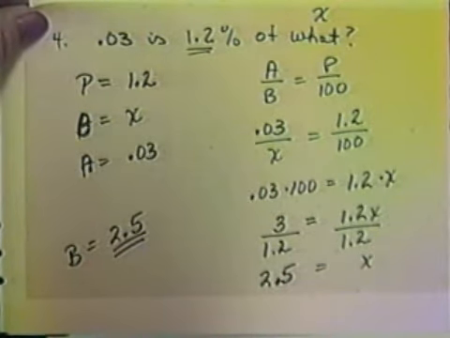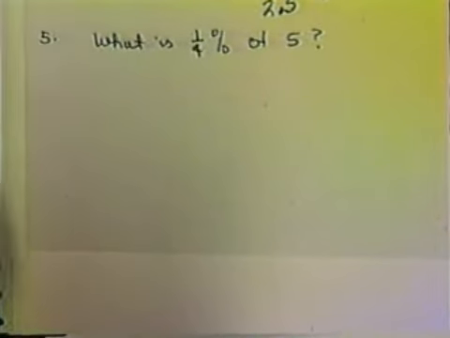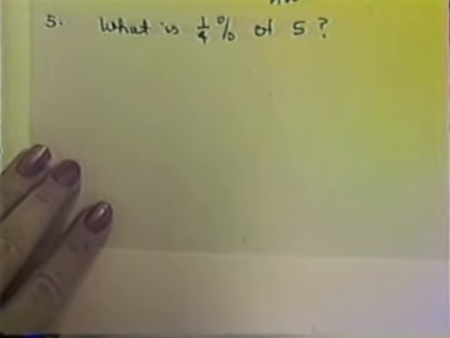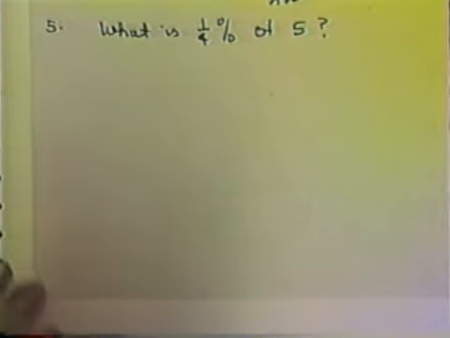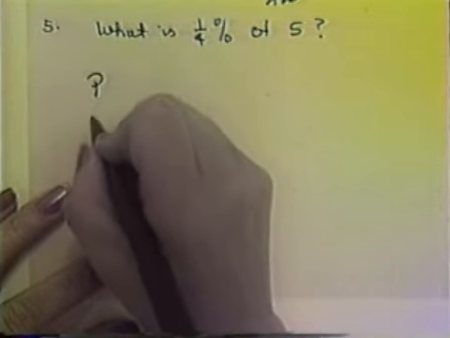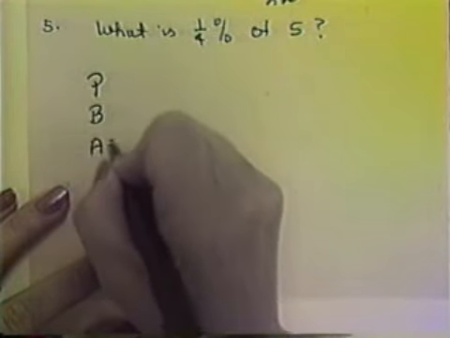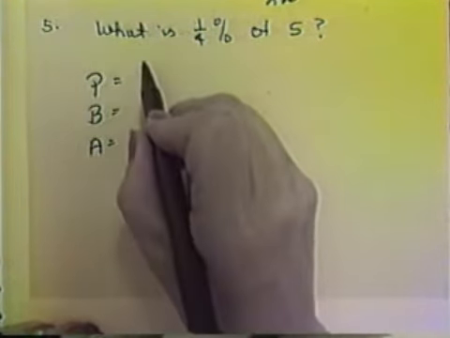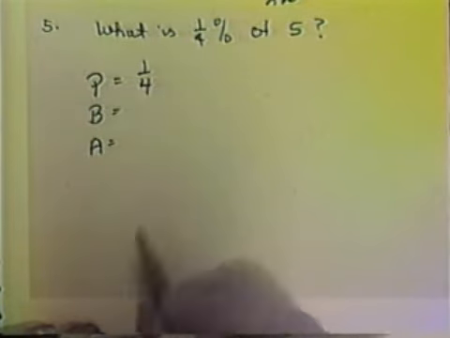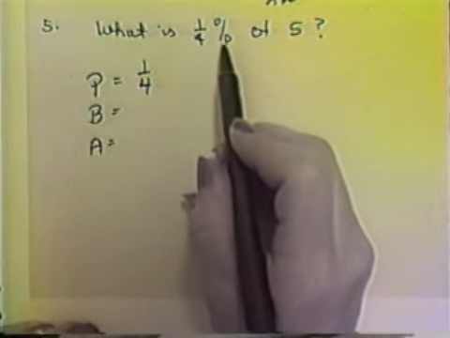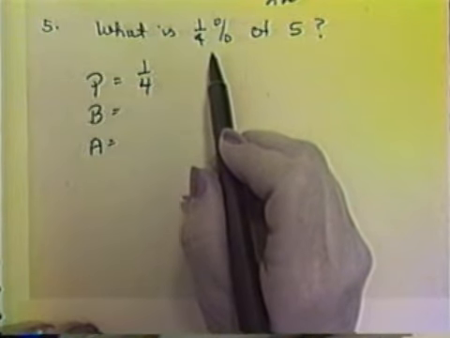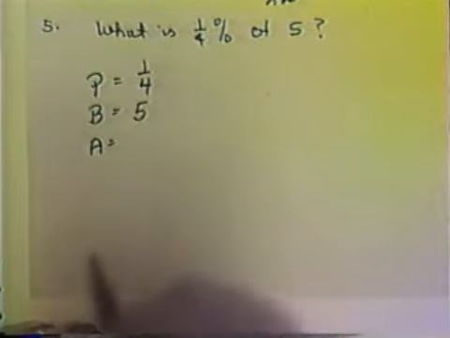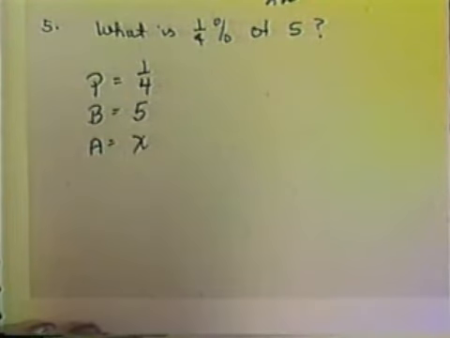Okay, let's look at example 5. Example 5 says, what is 1/4% of 5? So we again want to identify the percent, the base, and the amount. The percent, of course, is with the percent symbol, so it must be 1/4. The base: what are we taking the percent of? The percent of 5. So the base must be 5, which means the amount must be what we're looking for.